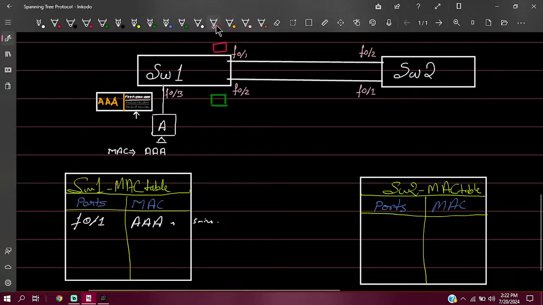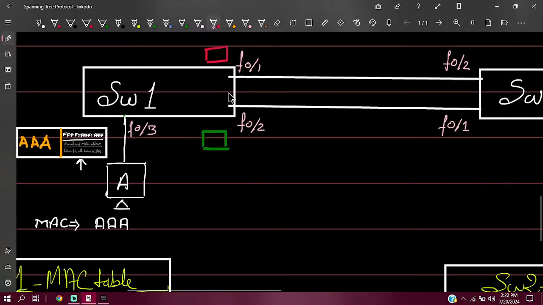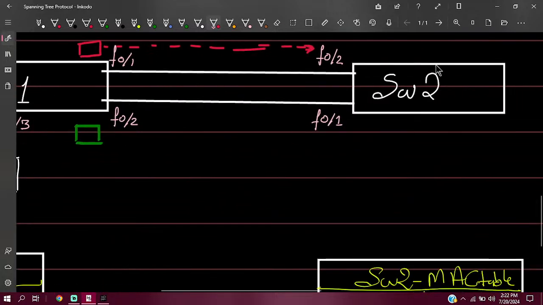Now let's focus on this red frame. Although both frames are the same, we will focus on the red one. This red frame will exit from switch 1's fast Ethernet 0/1 and it will enter the fast Ethernet 0/2 of switch 2.